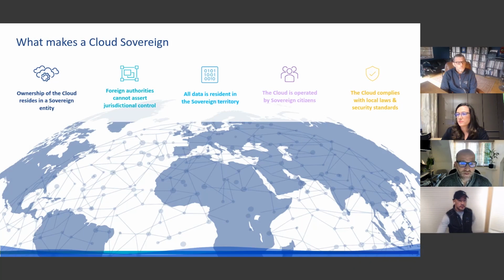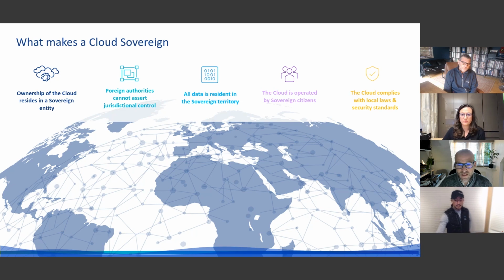Okay, so what makes a sovereign cloud? Quite simply, if you imagine a cloud in your national boundary, and that cloud being owned and operated by a national company within your country. This basically means that the ownership of the cloud is clearly aligned to that cloud provider. So the cloud provider is owning the cloud in its totality.